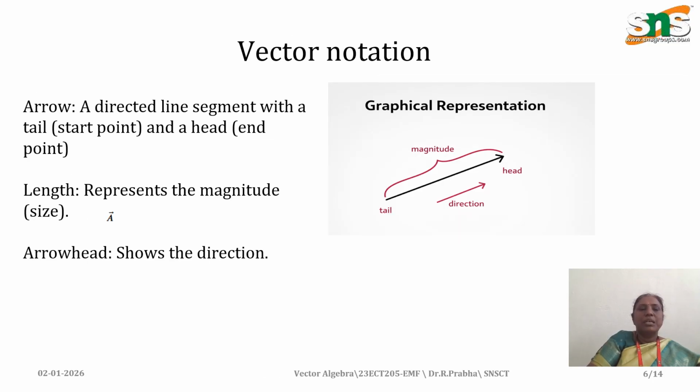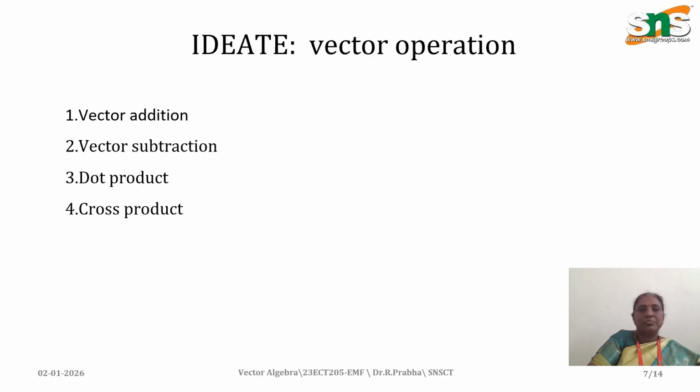So, vector notation. A vector can be represented with a tail as the start point and a head as the end point. It is an arrow mark, and the length represents the magnitude, that is the size. The arrowhead represents the direction of the vector.